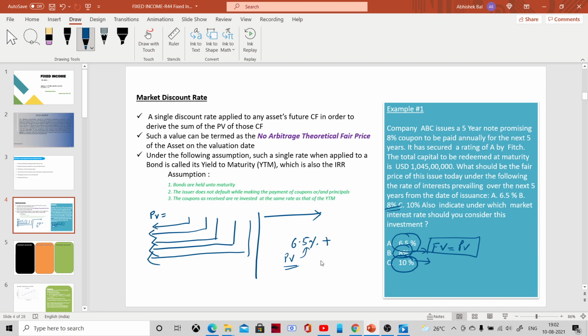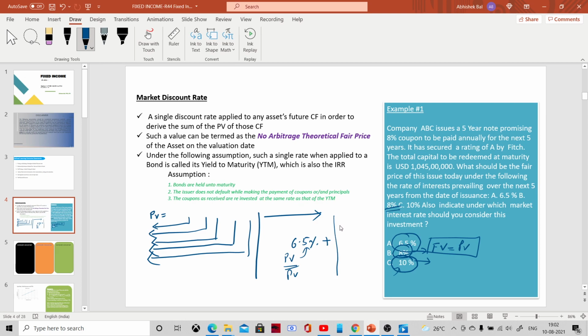So given a choice, if every other thing remains constant, I would obviously like to invest here where I have to invest the least. The present value is least under the market interest rate of 10%, right? So I would like to invest here. But of course, this is not as simple as it looks. It was just to drive home the point out here. And of course, there are other considerations as well.